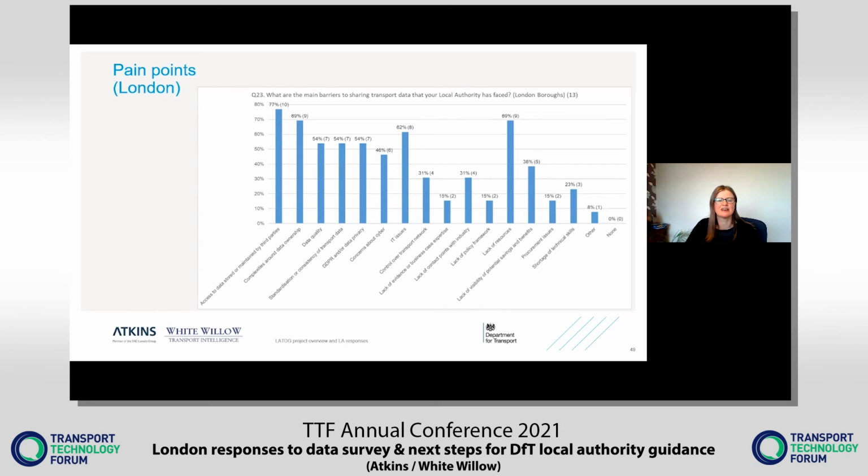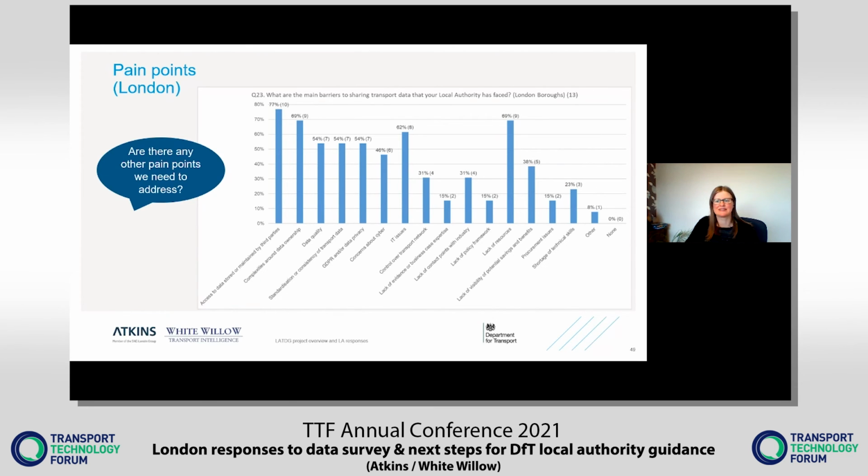And this is interesting because it appears that access to data and complexities around data ownership are more often mentioned by the London boroughs, whereas things like a shortage of technical skills and the benefits of sharing data not being obvious are less often mentioned. So there is a difference there. And if you just move on, this is the next favour that I've got to ask, which is if there's any pain points that aren't on this list, aren't on this graph, that you think we should be aware of and should be using the guidance to address, again, please put a note in the chat pane.